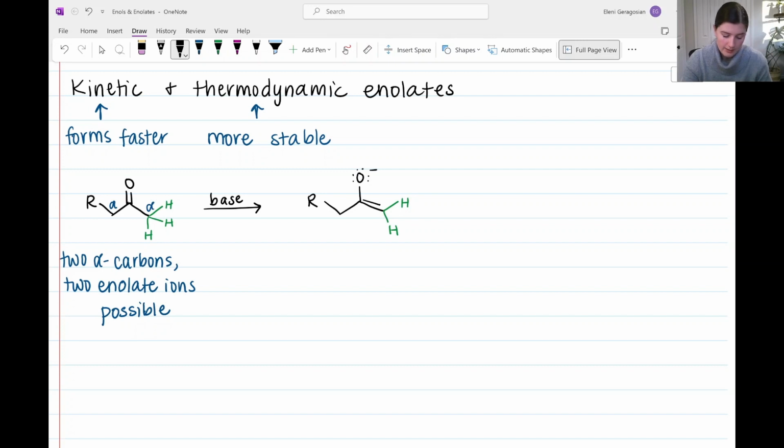Now, because there are 3 possible hydrogens at this alpha carbon, as opposed to 2 at the other alpha carbon, the first enolate ion that we've drawn is the kinetic enolate. This means, again, it forms faster.